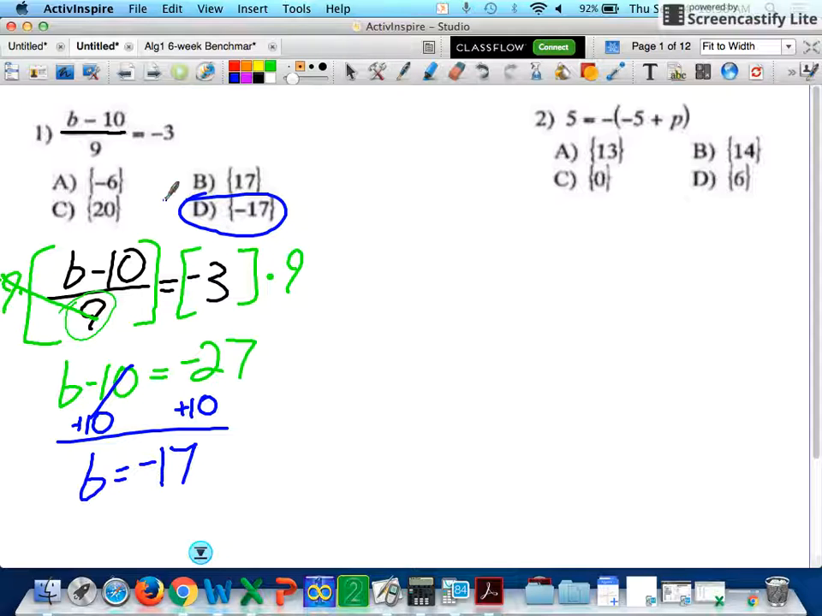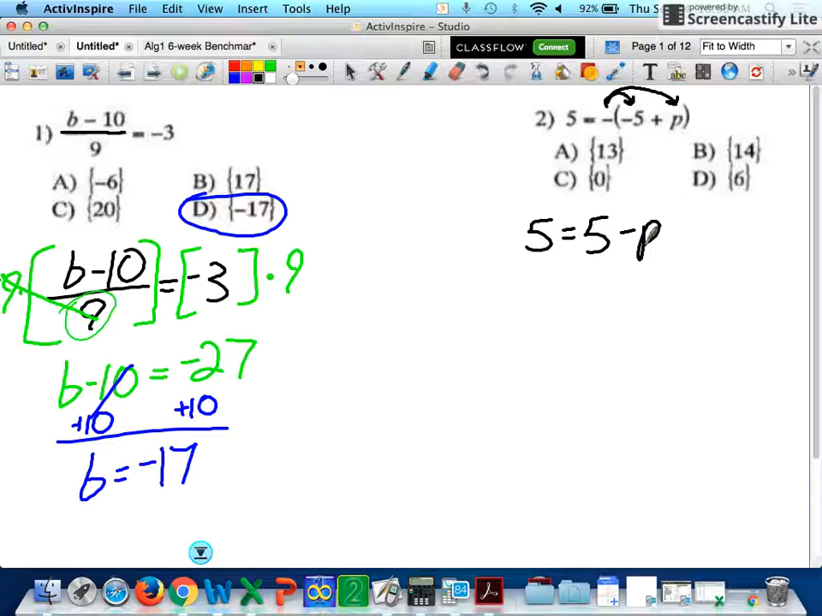On number 2, we've got to get p by itself, but in order to do that, we've got to free it up from these parentheses. So we take this negative sign, and I know there's no number there, but there's an understood 1 right here. And so we take this negative sign and distribute it. Whenever we do that, 5 stays like that on the left. We get negative times negative is a positive 5. Negative times a positive gives us a negative p.